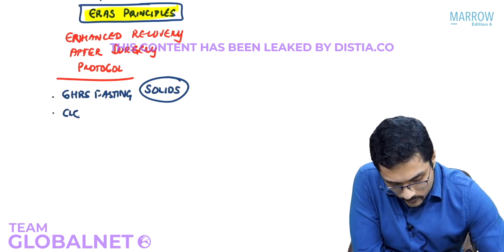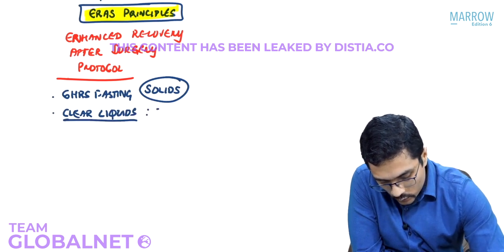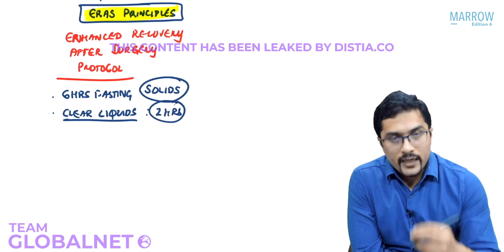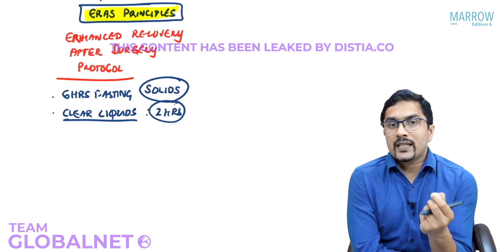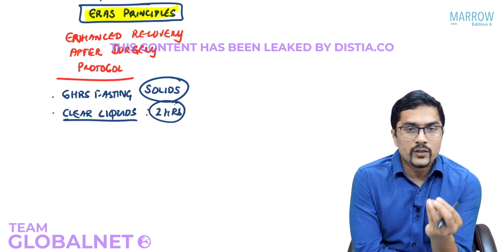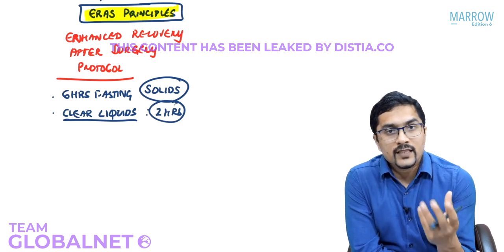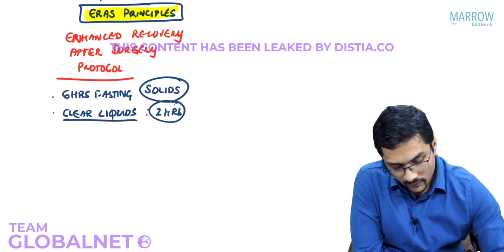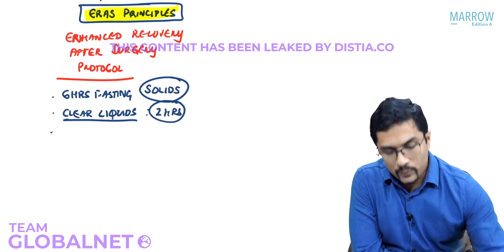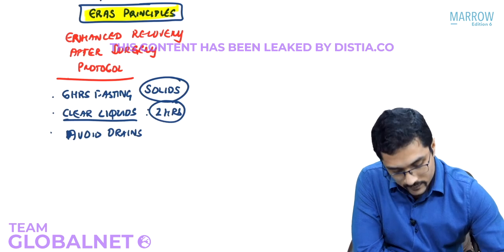And for clear liquids, the interval is just 2 hours before surgery. In fact, it is now encouraged that the patient can take some carbohydrate-rich drink even till 2 hours before surgery, provided it is clear, and that leads to faster recovery after surgery. Other things in the ERAS protocol are that we don't put drains. Avoid drains following surgery so that there's less pain and the patient can be discharged.